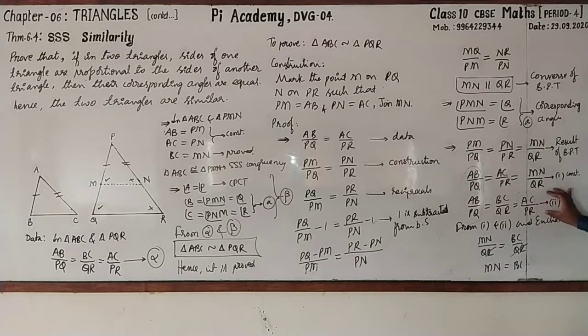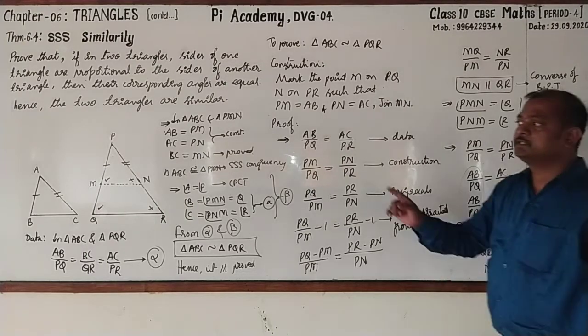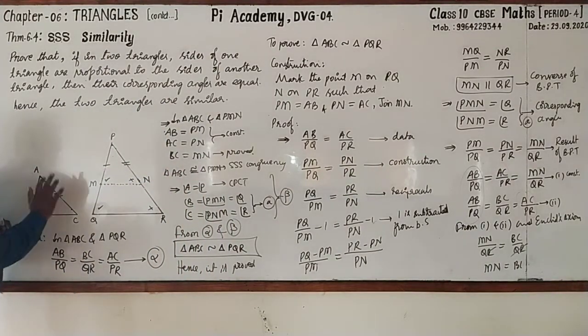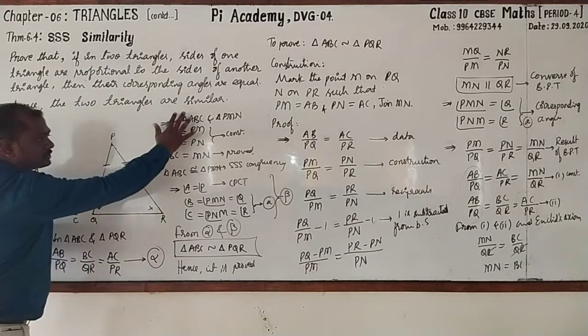Then after writing this, we have written the data. From data and this statement, we have come to know that two ratios are equal and the third one should also be equal. We have written MN by QR equal to BC by QR. QR gets cancelled. MN equal to BC. See, what is required? We got that one.